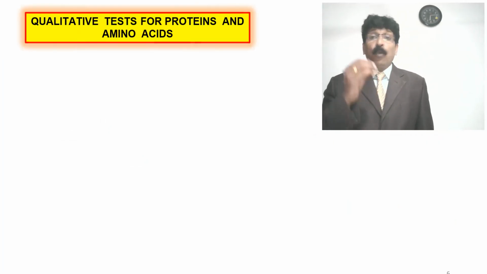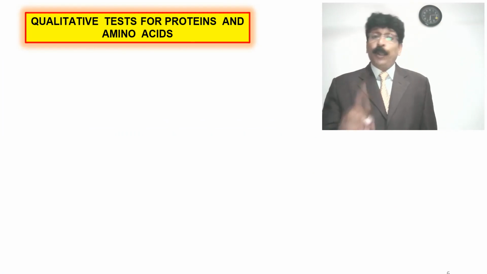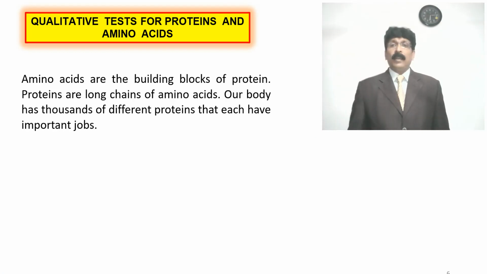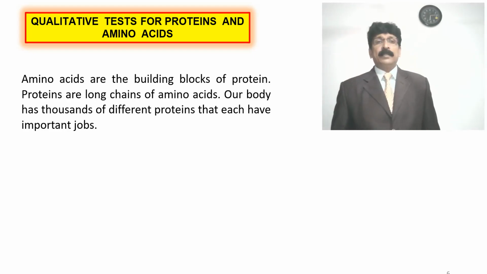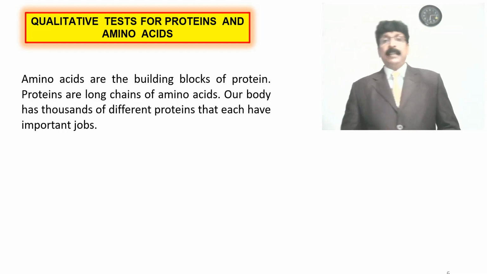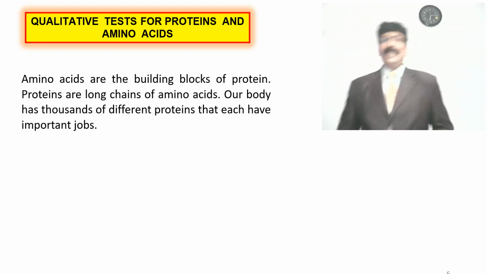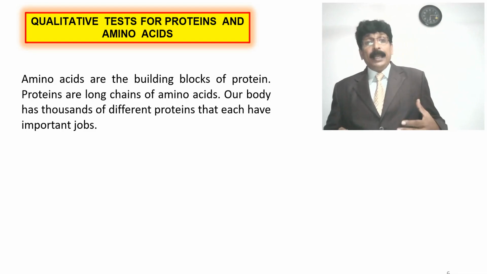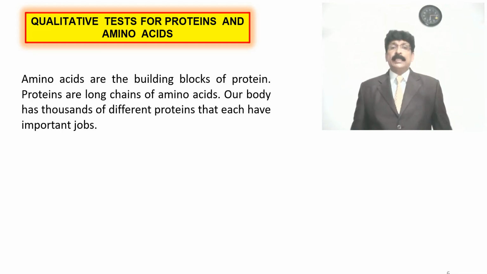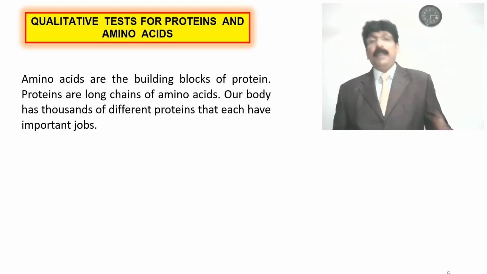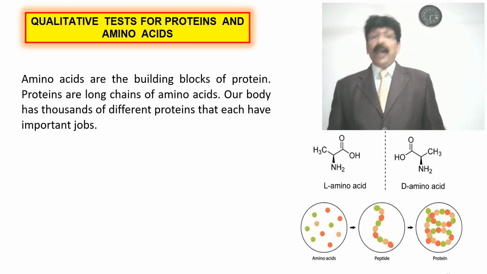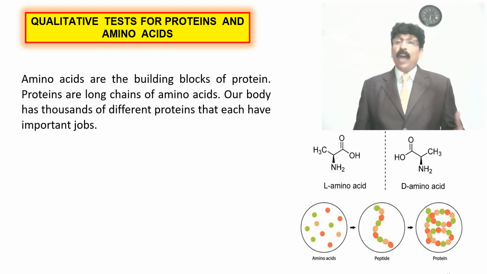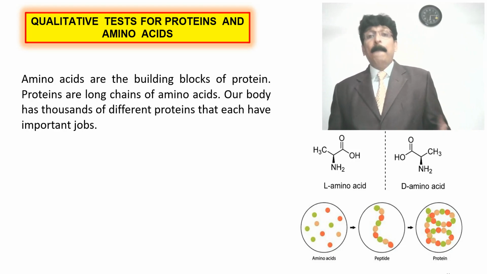Now, qualitative tests for proteins and amino acids. What is amino acid? They are building blocks of proteins. Proteins are long chains of amino acids. Our body has thousands of different proteins that each have important jobs. Same thing in plants also. They also have amino acids as the building blocks of their structure.